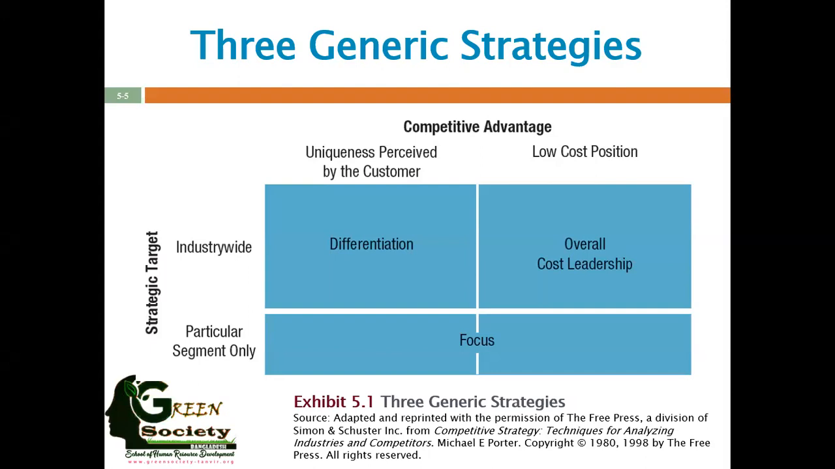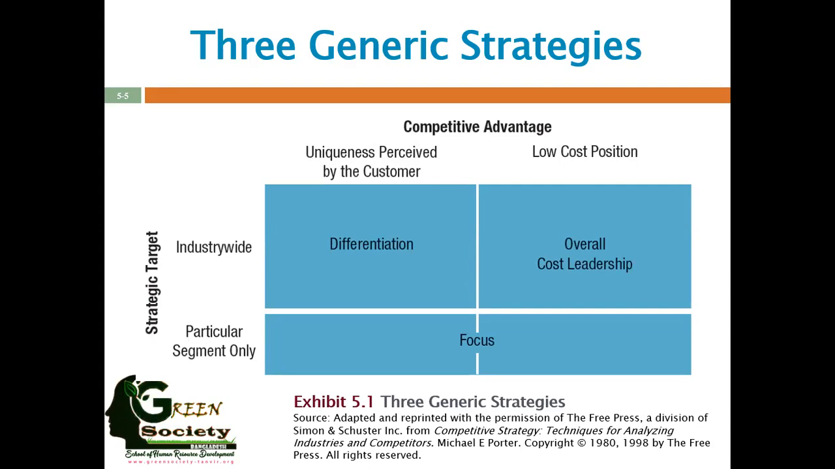Now, the three generic strategies. If you see the top, you have competitive advantage, and if you see the left-hand side, you will find strategic target. Now, divide it into a matrix. Under competitive advantage, we have uniqueness perceived by the customer and low-cost position. Uniqueness perceived by the customer. So customers are behind unique products, and really, we all are now looking for unique products.